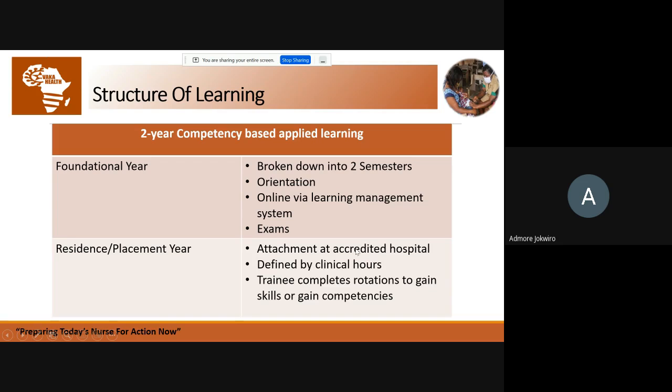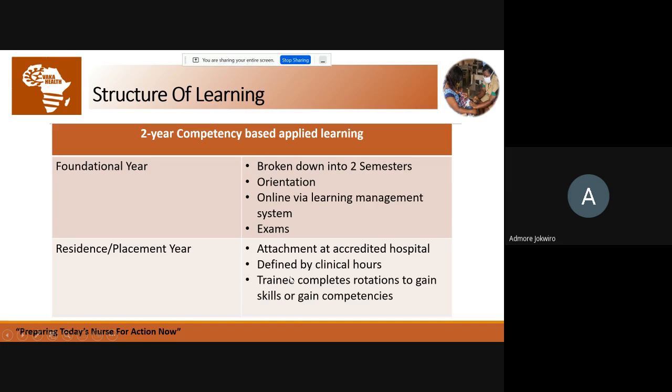This information is going to be published in the coming months, as ECSACON is now working with partners to actually implement some of these things like accreditation and approval at country level by the nursing councils. The residence or placement year is going to be defined by clinical hours. And then trainees are going to complete rotations to gain the skills or competencies defined within their fellowship.